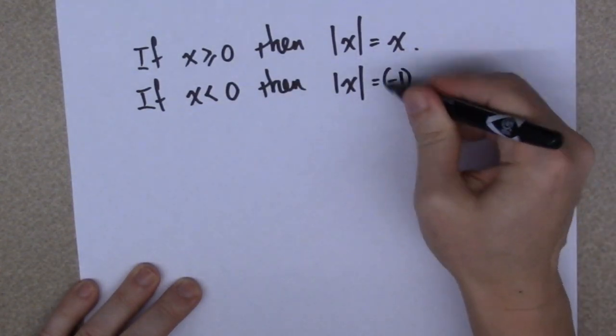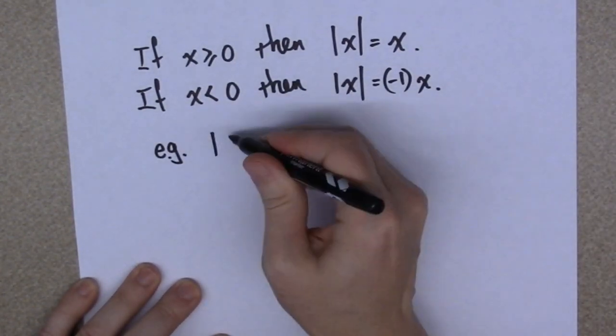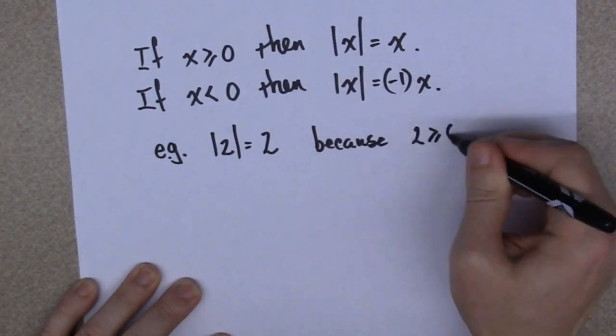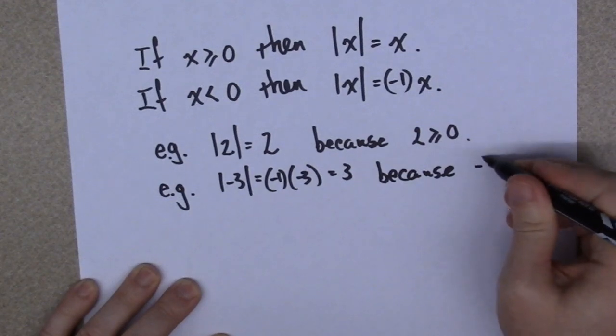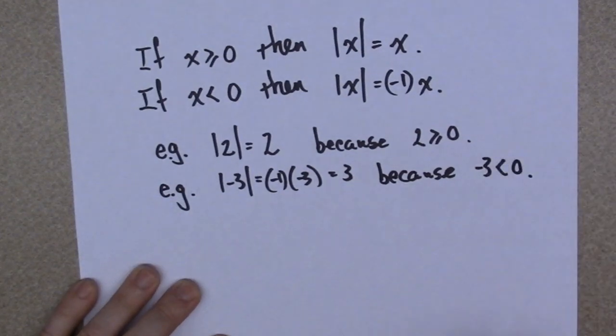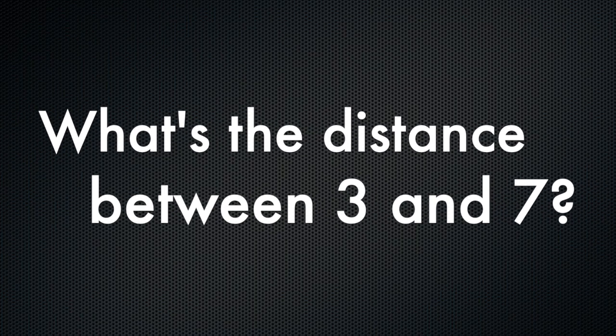If x is greater than or equal to 0, then the absolute value does nothing. If x is negative, then the absolute value makes it positive by multiplying by -1. For example, the absolute value of -3 is 3.